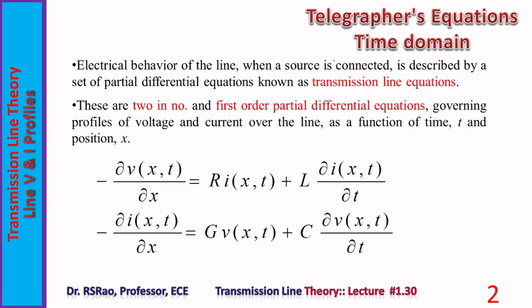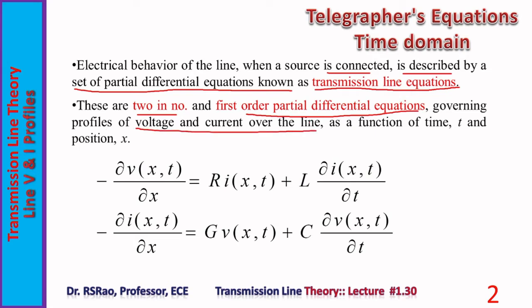The electrical behavior of the line when a source is connected is described by a set of partial differential equations. These equations are known as transmission line equations. Another name is Telegrapher's equations. These are two in number, and as already mentioned, they are first order partial differential equations governing the profiles, that is variation of voltage and current over the line as function of time and position x.